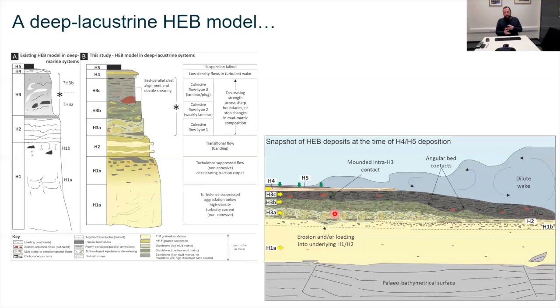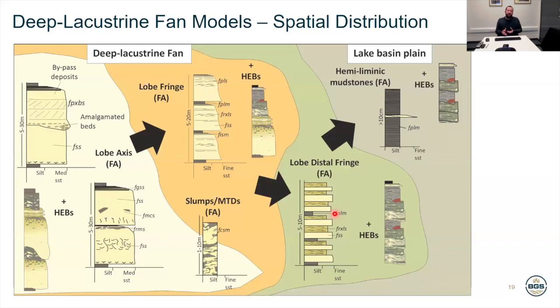So I guess we've shown that there are multiple components within the H3 part of the hybrid event bed in these deep lake settings. The next stage, where we'll be trying to explore how you might separate the H3 unit into separate flow units, is for future work, I think. But importantly, bringing that all together, the big scale stuff plus the subdivision of the H3 units, we've started to try and think about how hybrid event beds are distributed in a deep lake fan model, sort of allying where the HEBs are located in terms of the lobe axis deposits.